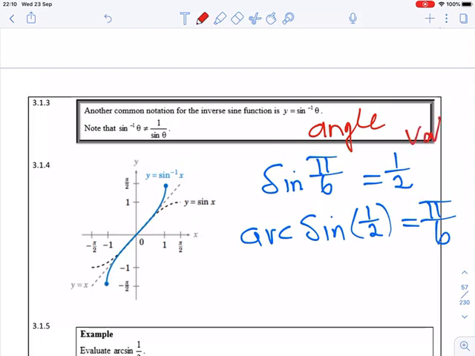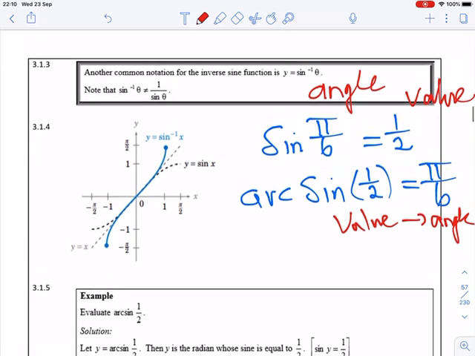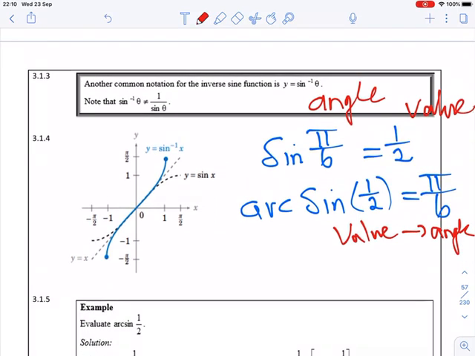Give us then the value there. Oh, and this is now the value there, giving us back the angle here. Okay, we need to understand how we are operating here. So if I ask you, what is arc sine a half? I'm actually asking you the angle. Arc always asks for the angle.